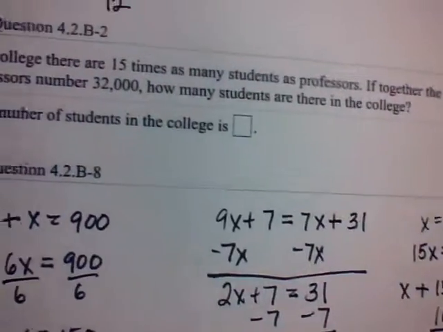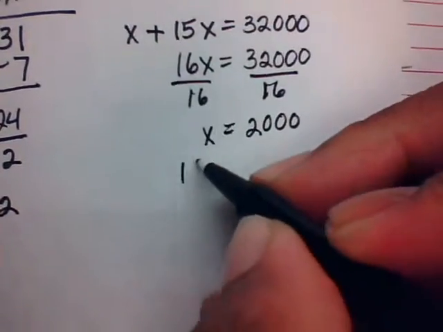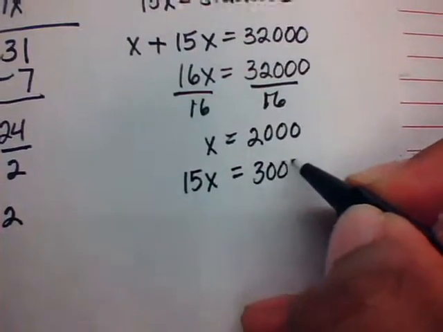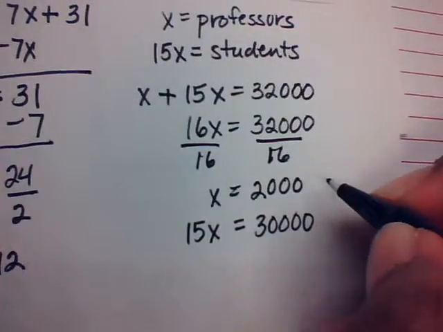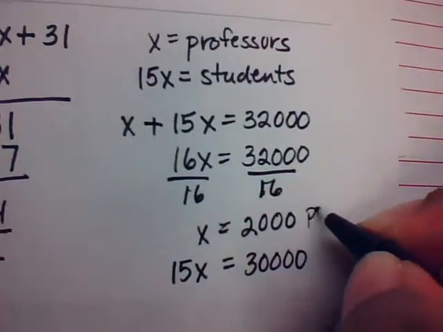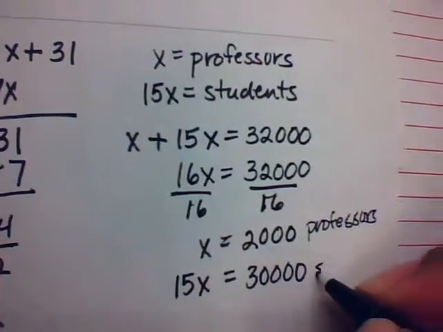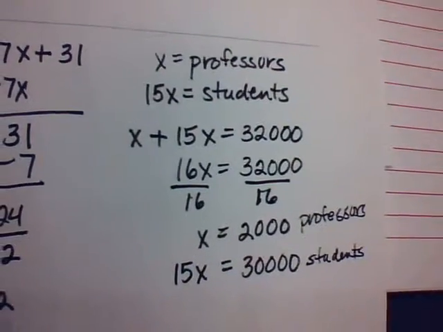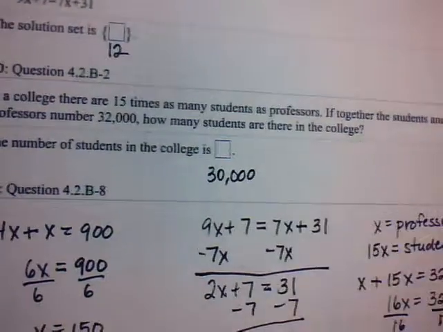But I want to find out what the number of students are. Well, in this case here, take 15, multiply that by 2,000, you're going to have 30,000. Because the 2,000 represents the number of professors, and 30,000 represents the number of students. So in this case here, there are 30,000 students at that particular college.